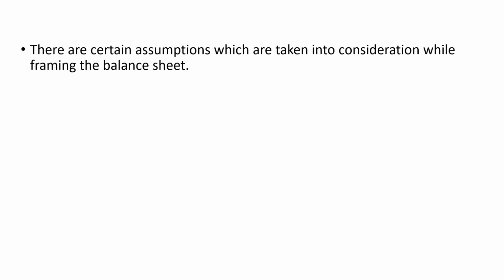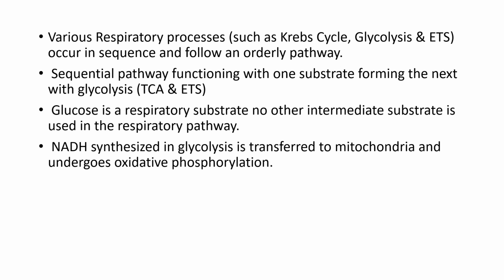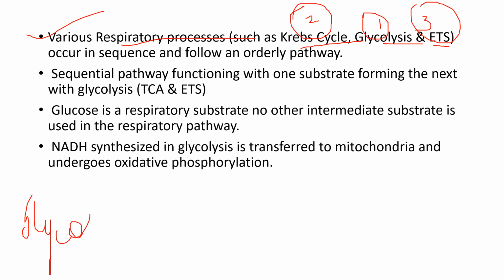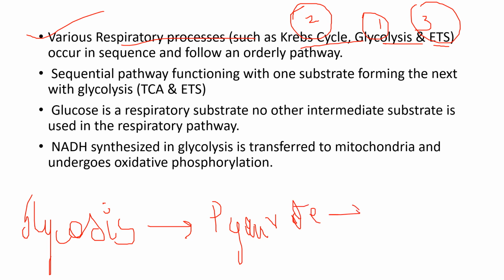So there are certain assumptions which are taken into consideration while framing the balance sheet. So what are these assumptions? There are various respiratory processes such as glycolysis, Krebs cycle, and ETS. The process works in this way: the glycolysis cycle first, then the citric acid cycle, and then the ETS. When the glycolysis cycle occurs, the end product is pyruvate, which then gives rise to acetyl coenzyme A.